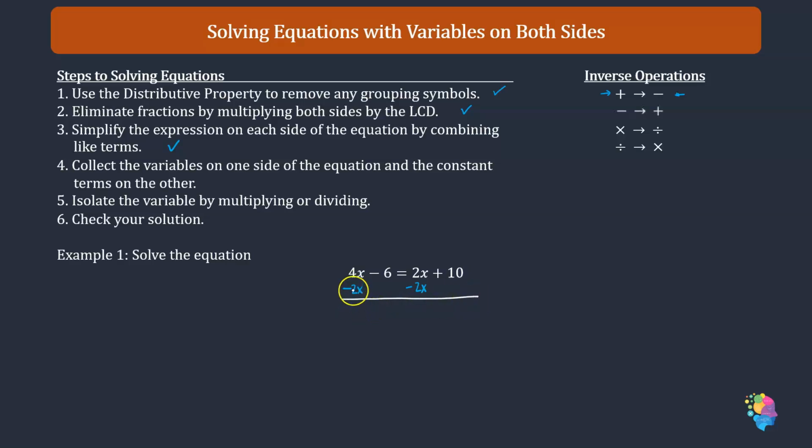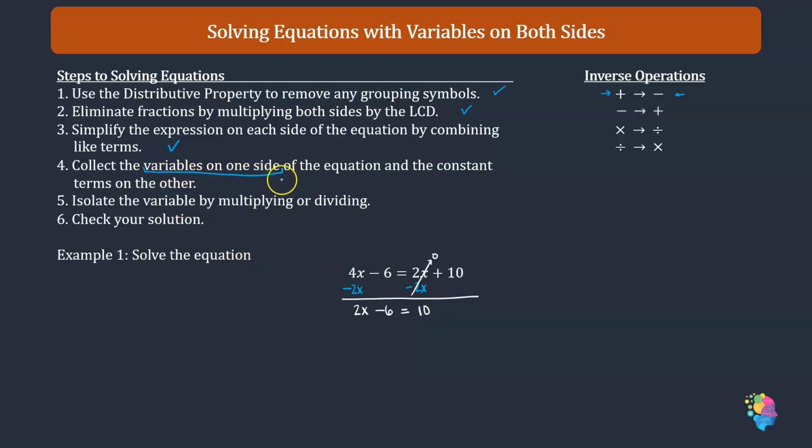From left to right, that means that 4x minus 2x will be 2x. Bring down the minus 6. Don't lose the equal sign. On the right side, 2x minus 2x, that's going to be 0. We are subtracting, leaving us only with a positive 10. Okay? But we've only done half of step 4.